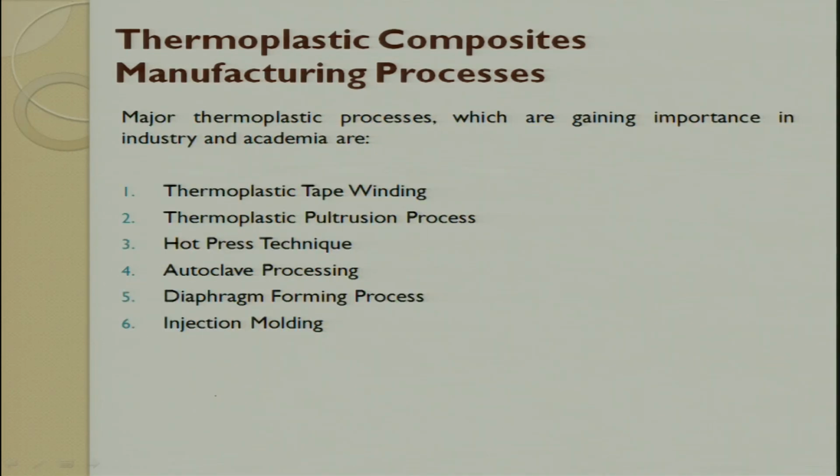So some of the major processes which are gaining importance today, still a lot of learning is going on. The processes have not been optimized yet. So the thermoplastic tape winding process is one, thermoplastic pultrusion process, hot press technique, autoclave processing, diaphragm forming process, and injection molding are some of the processes which are gaining importance. It is still in research. There are few industries which are doing the tape winding process. There are few industries which make huge products.